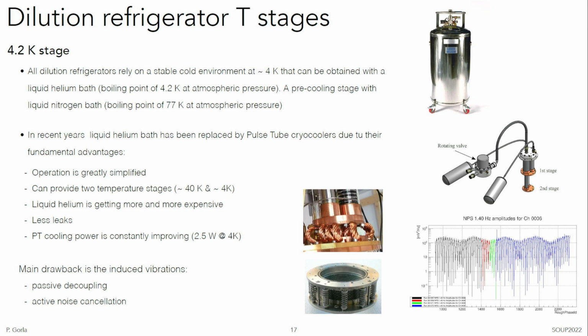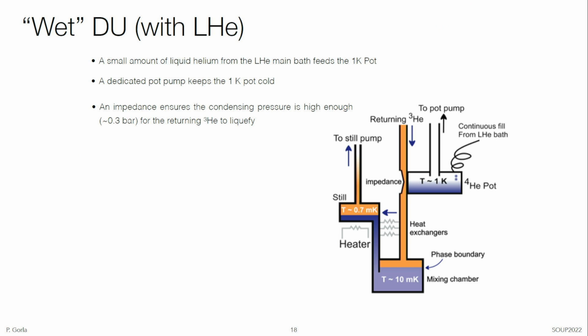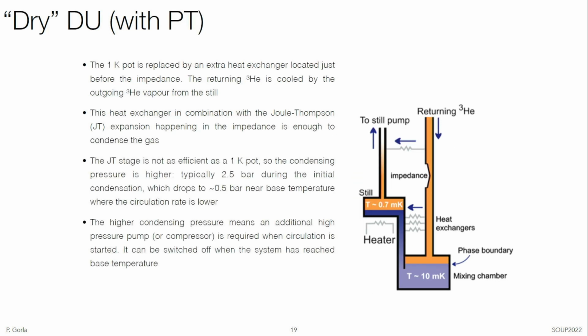Anyway, you have to have a 4 Kelvin stage, and then you have the dilution refrigerator. In the system with a liquid bath, you have what people used to call wet dilution units, in which you have the 1K pot stage, as I was mentioning, and then the dilution system with the two phases, helium-4 and helium-3, which I will come back to in a second. In dry dilution units, so without a liquid helium bath, the 1K pot is replaced by extra heat exchange on the system.